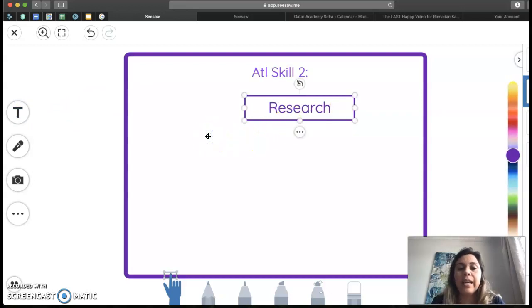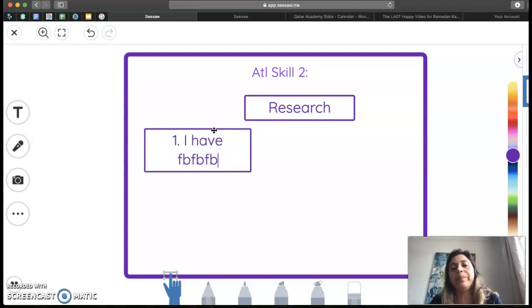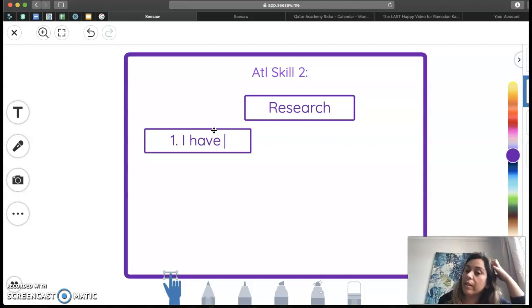And then again, I write down, this is kind of tricky, so you write down reason number 1. I have blah, blah, blah, blah, okay? And again, 3, 4, or 5 reasons for that.